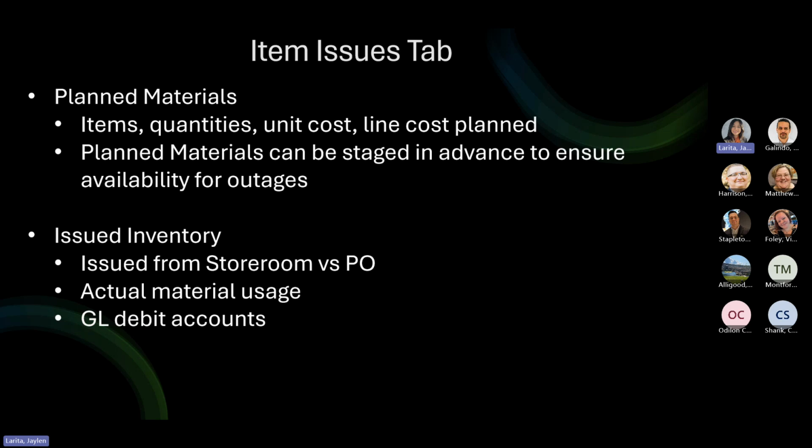So next is the item issues tab. It focuses on material usage for the project. It shows planned materials, issued inventory, whether items came from a storeroom or purchase order, and also the associated GL accounts. In addition, planned materials can be staged on the work orders ahead of time to ensure items are available and reserved before an outage begins.